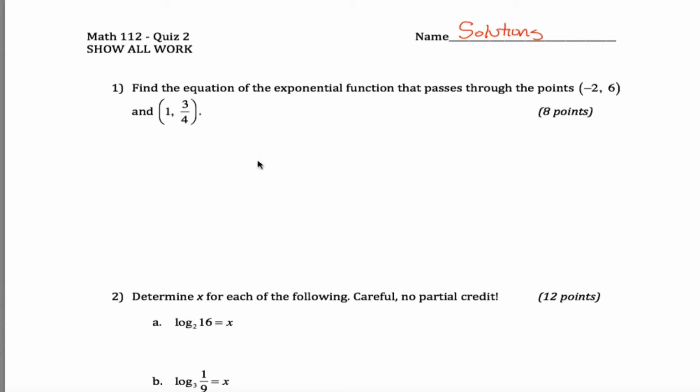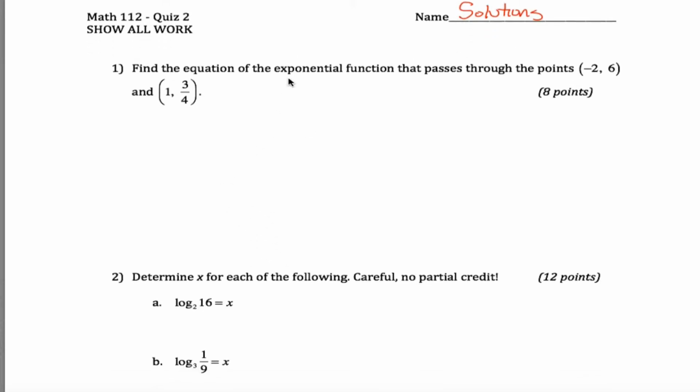For the second quiz for Math 112. Two problems. First one dealing with exponential functions. Second one dealing with logarithmic functions, or I guess equations in this case. Okay, so for the exponential one, what you need to know is that exponential functions will look like this.